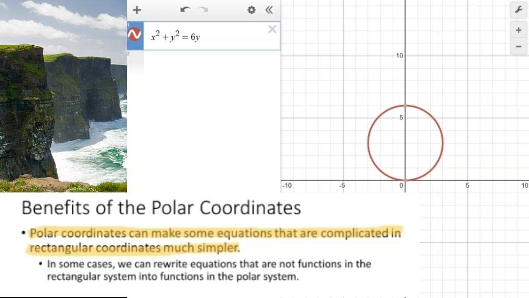This makes calculus operations very difficult to deal with, especially an operation called integration. Also, notice how many operations there are. There are 2 squares, addition, and on the other side, multiplication. When we convert to polar coordinates, we got r equals 6 sine theta.